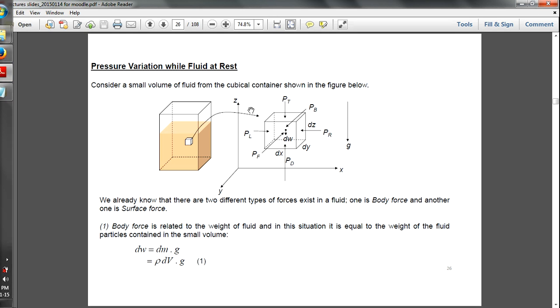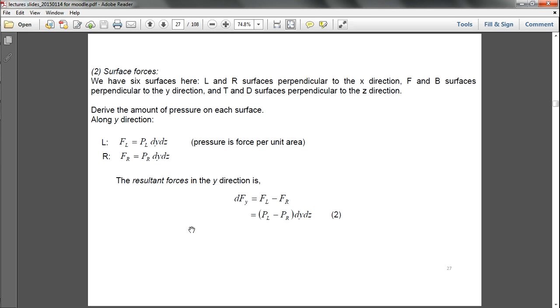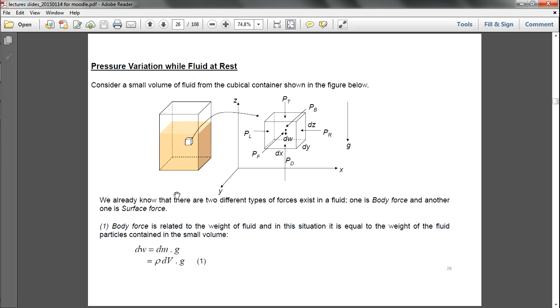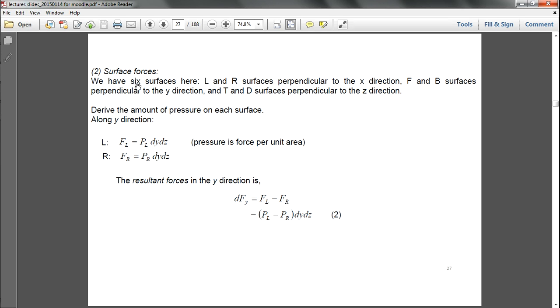So let's start off with the first derivation, which is really something troublesome: pressure variation while fluid is at rest. Okay, so give me a moment. There will be a body force and a surface force. If you remember from the last few videos, we talked about how fluid forces have two forces, body force and surface force.